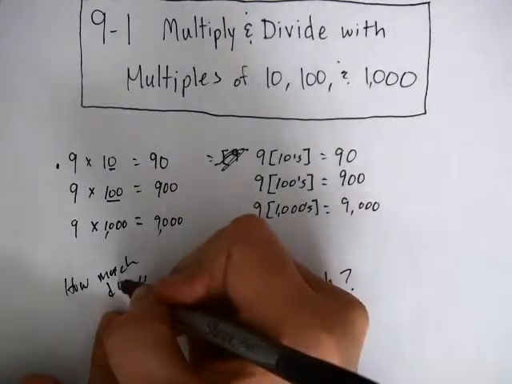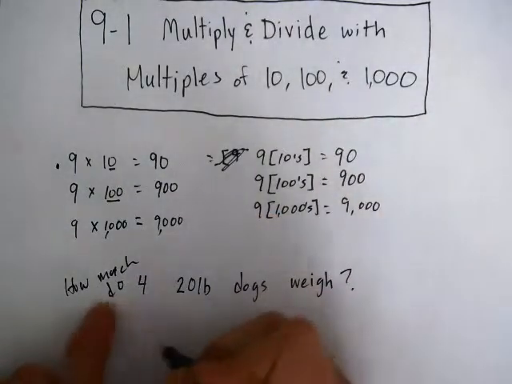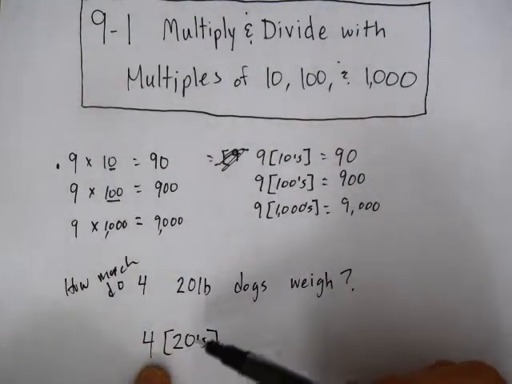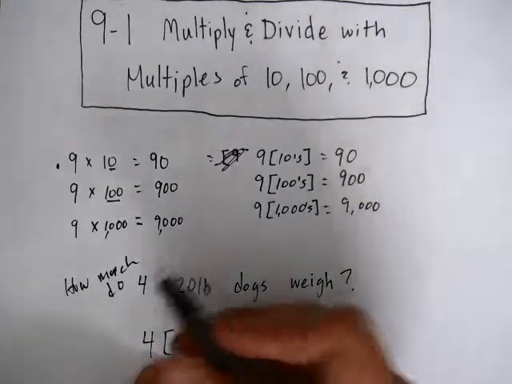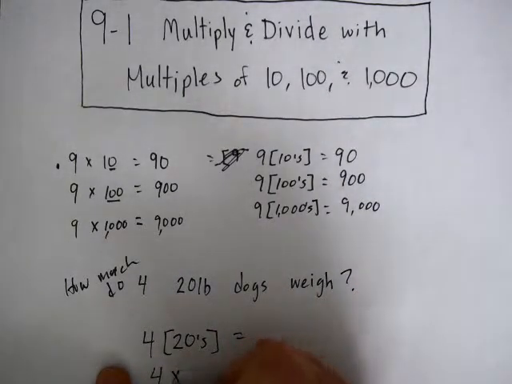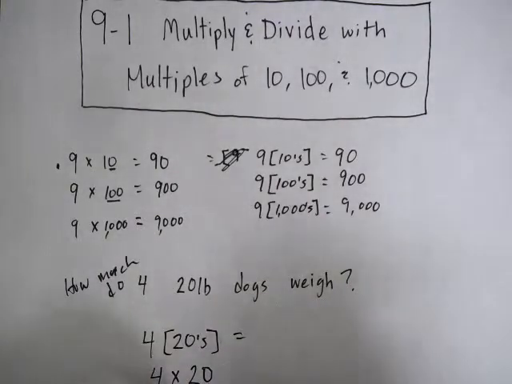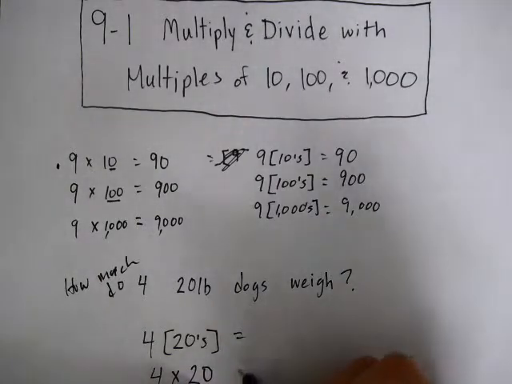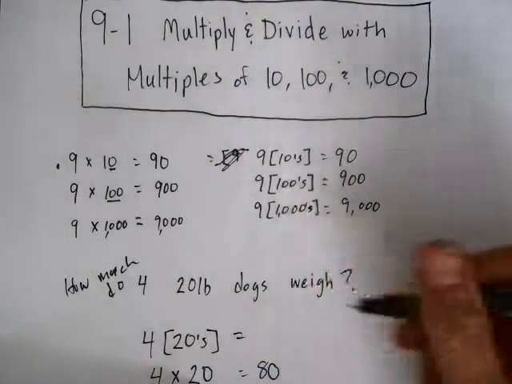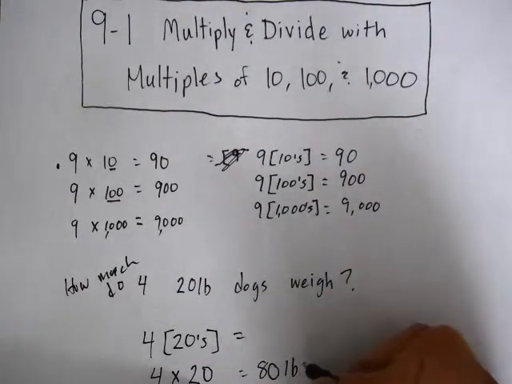So they might see some question like that, so they would have to think, well, that's 4 20s, because it's 4 20-pound dogs. And you can see up here that's a similar notation. 4 20s. So that's going to be 4 times 20. They know 4 times 2 is 8. And then I add just 1 zero on there. So 4 20-pound dogs would weigh 80 pounds altogether.